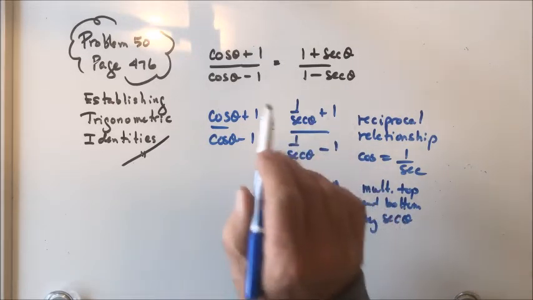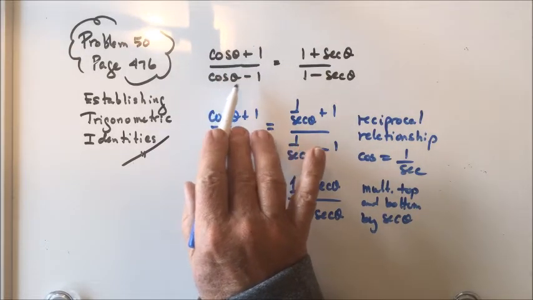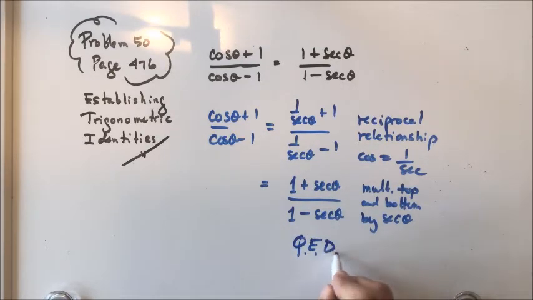Secant times 1 over secant is 1. Secant times minus 1 is minus secant theta. And lo and behold, the cosine of theta plus 1 divided by the cosine of theta minus 1 is indeed 1 plus the secant all over 1 minus the secant, and you can write QED to let yourself and others know that you're done. All right, let's move on.